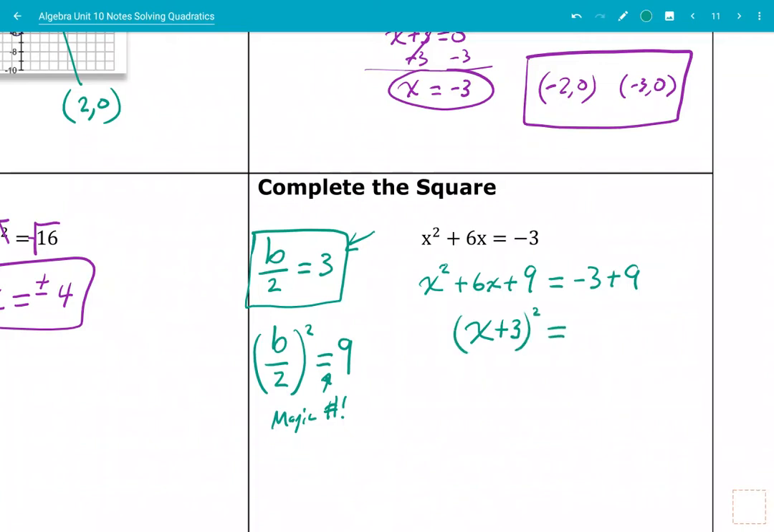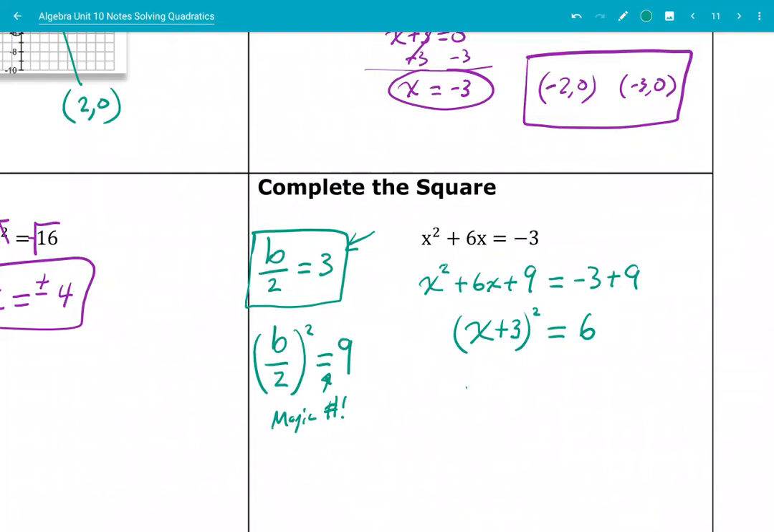That's the number that I use, because this right here is a perfect square trinomial. And it's going to be x plus half of that b squared. So there's that. And then minus 3 plus 9, that is 6.